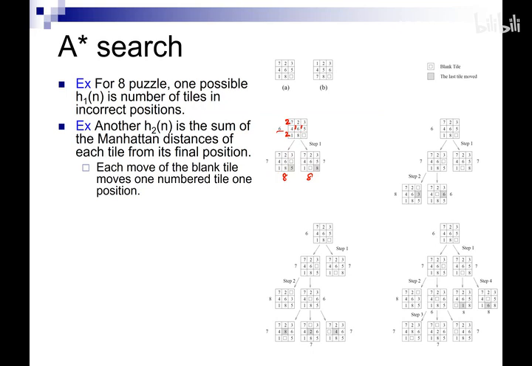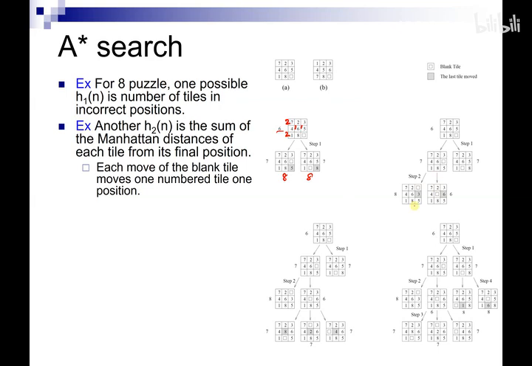Then the A star algorithm is going to expand nodes in order of their f values. In this case, we have a tie over here, so we can expand either one. Let's say you expand the left one. If you expand the left one, then you get 2 nodes over here.